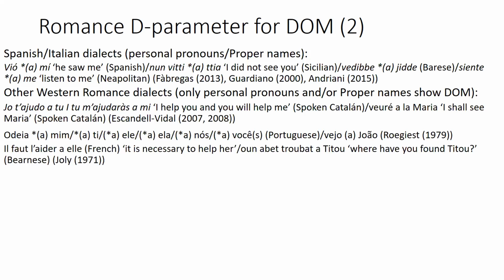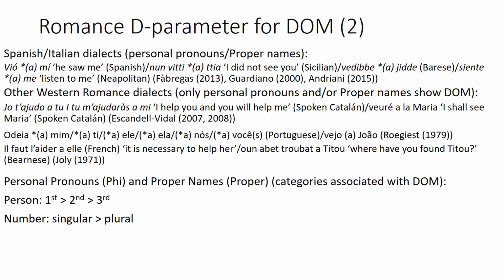And in French, in Gallo-Romance, traces of DOM can be seen. So in varieties such as Bernese, for example, il faut l'aider à elle, on avait trovato attitude. Similarly, only pronouns and names are marked by a. All the stuff on the previous slide, animacy, referentiality, etc., just doesn't figure at all. All right, so here we see that personal pronouns and proper names, which can be scaled in terms of person and number, as we argued in one of the previous slides, also tend to be triggers of DOM.